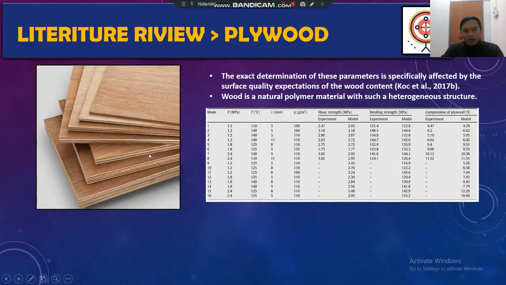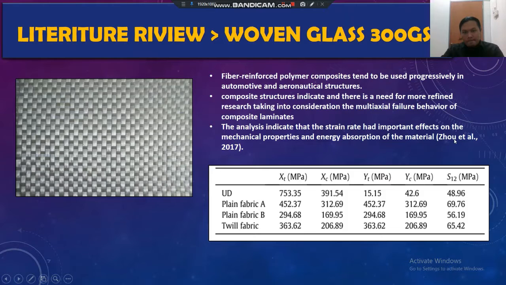The material that I use for this project is plywood. This is the mechanical properties. For the first and the last layer is woven roving 300 GSM. This is the mechanical properties.